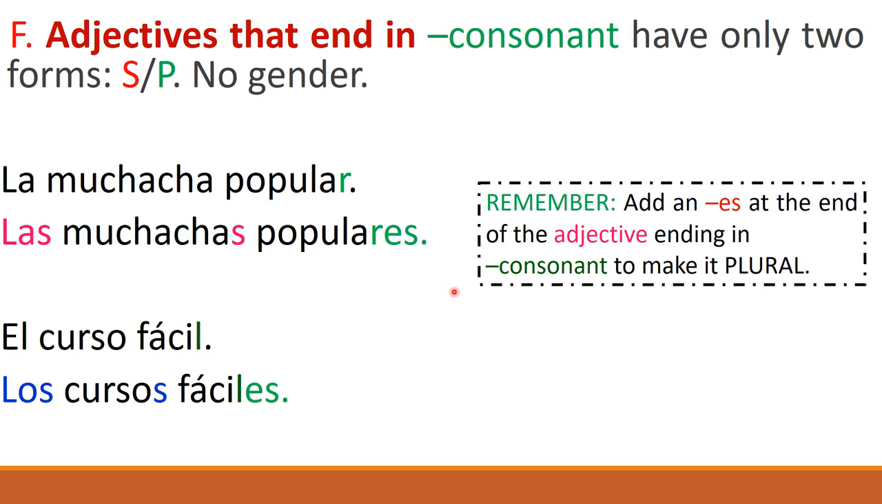Again, if you remember, like I told you, the adjectives, they have to be mirrors. They have to reflect the noun they're describing. And whenever you have an adjective ending with a consonant, you have to add an ES at the end to make it plural. From popular to populares. Notice the addition of the ES. From fácil to fáciles. Again, that addition of the ES.